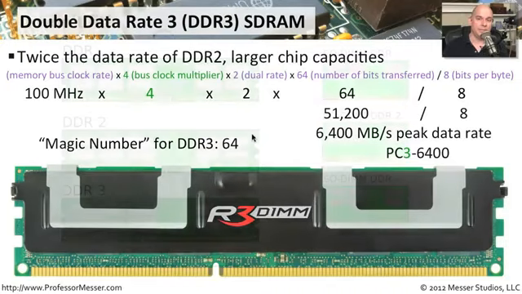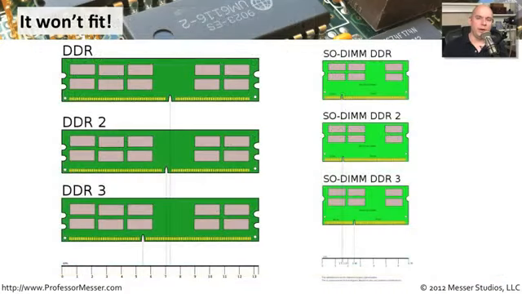Even though these types of memory are numbered DDR and DDR2 and DDR3, you cannot use different types of memory on different motherboards. You can't take a DDR2 memory and use it on a motherboard that's designed for DDR3. Even if you try to do that, you'll notice that it doesn't fit onto the motherboard.